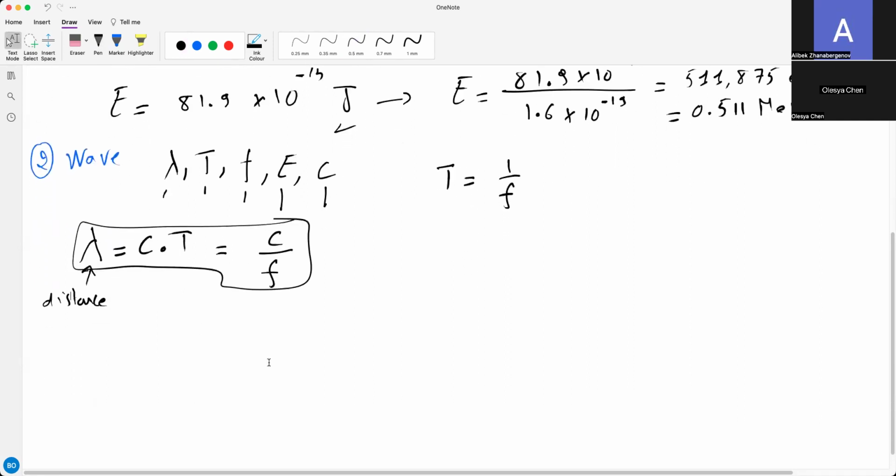Max Planck was the first to introduce the fact that light is emitted or absorbed in chunks or packets called quanta, or photons. So the energy of a photon is equal to Planck's constant times the frequency. Now Planck's constant we know is equal to 6.6 times 10 to the minus 34 joule second.